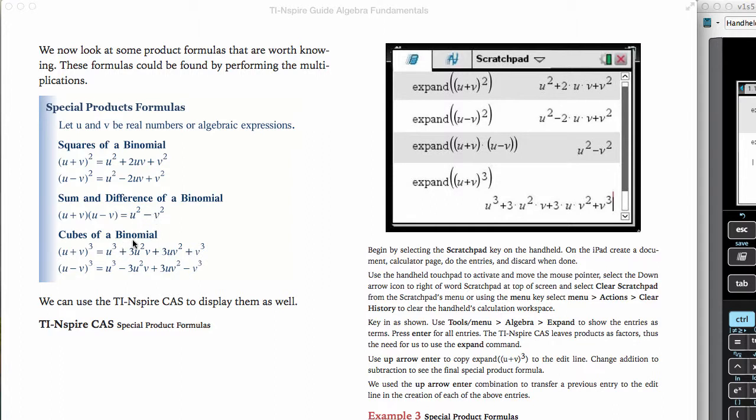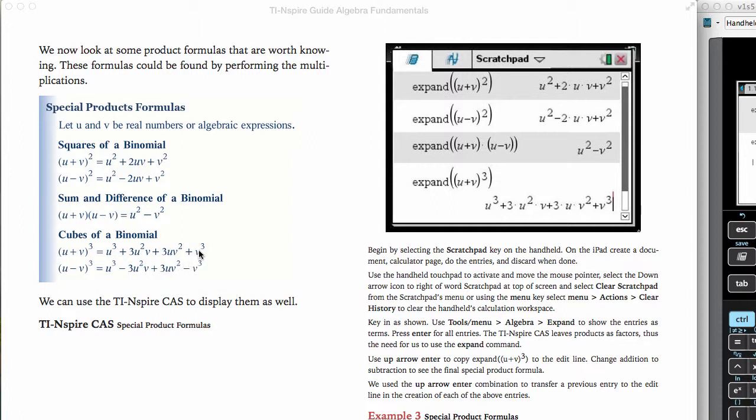When we do the cubes of a binomial, we have u cubed at the beginning, v cubed at the end. We have 3's for the coefficients. Then we go down in descending order, so it goes u squared and u. Then we go up with the v, first power, second power, third power. When we have the negative sign, we get the same answer that we have here, except that the signs alternate. So it'll go positive, negative, positive, negative.